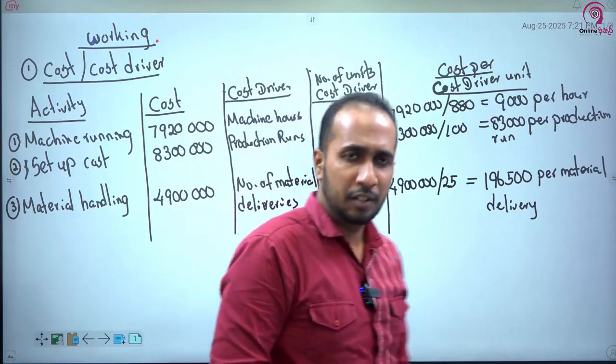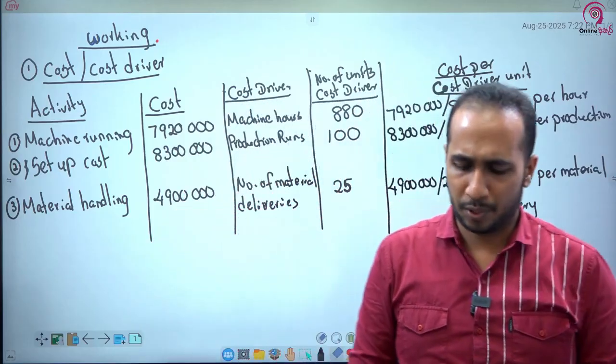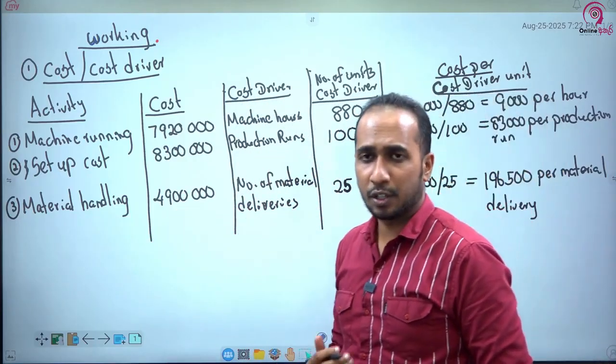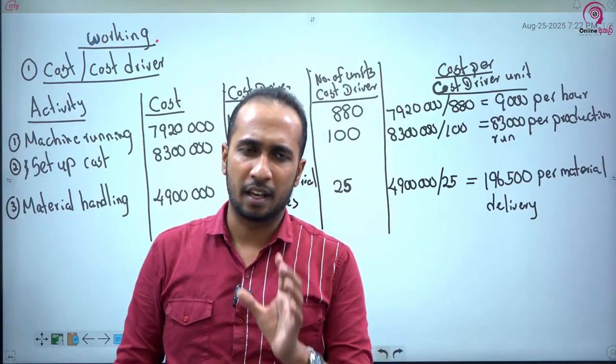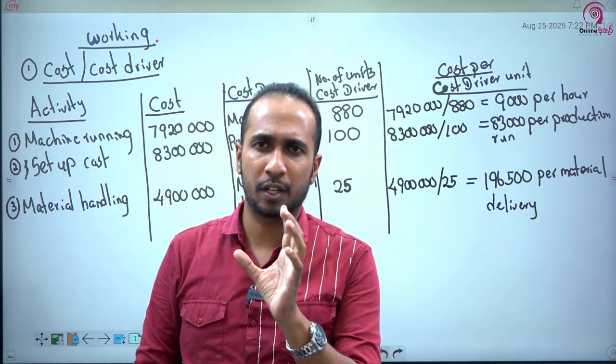Okay, so this is the very first thing you have to do under absorption costing. That means first you have to clearly identify the cost per cost driver.